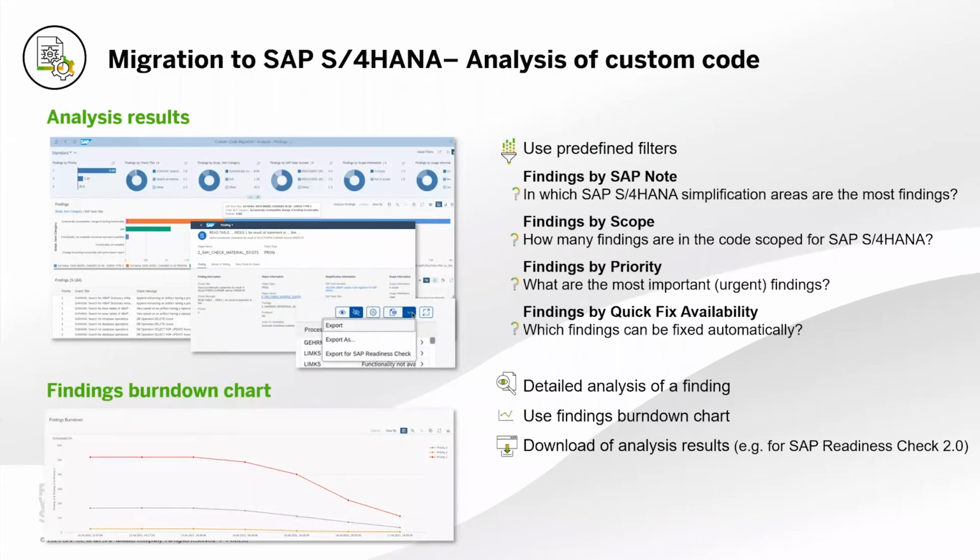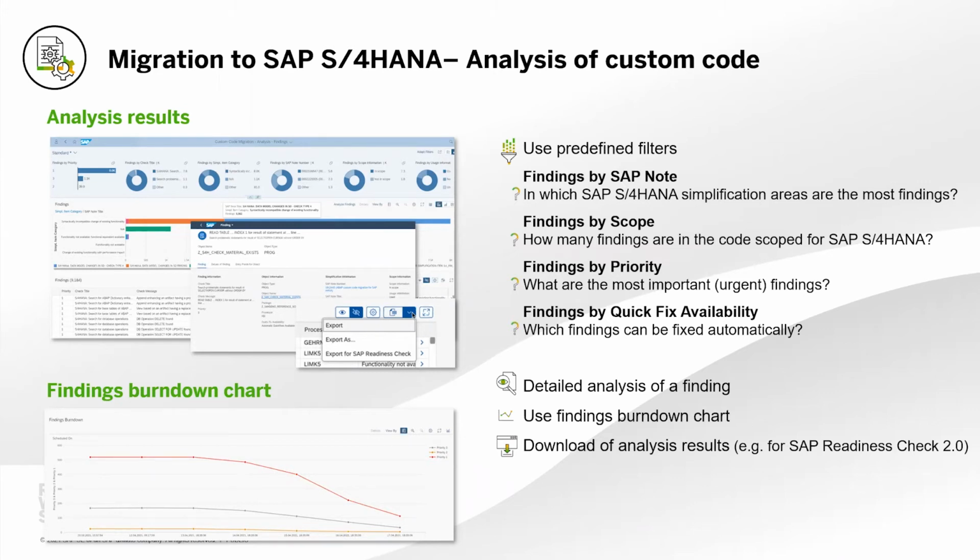Okay. The analysis of the custom code. The custom code migration app performs S/4HANA checks over your custom code in the SAP ERP system remotely and provides detailed analysis results with comprehensive filtering and navigation capabilities and various chart-based presentations of results.